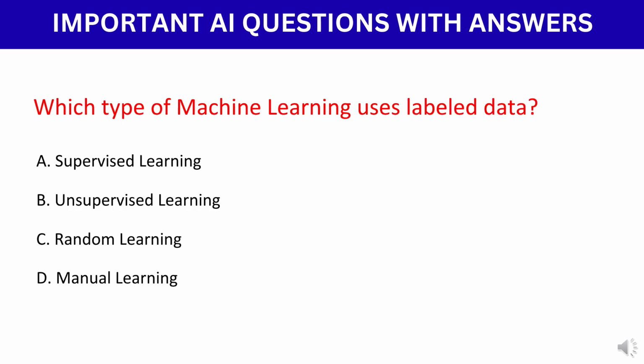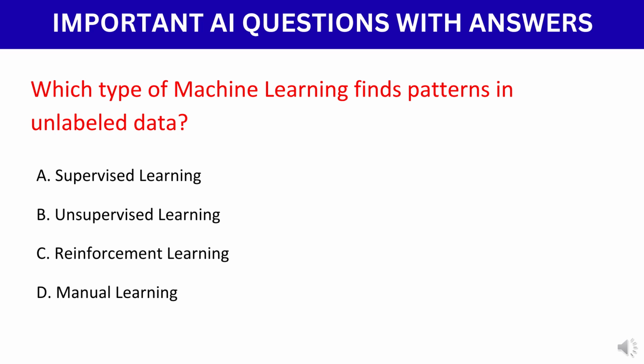Question number 11. Which type of machine learning uses labeled data? Option A, supervised learning. Option B, unsupervised learning. Option C, random learning. Option D, manual learning. The correct answer is option A, supervised learning. In supervised learning, the model learns from data that includes both inputs and correct answers, called labels.